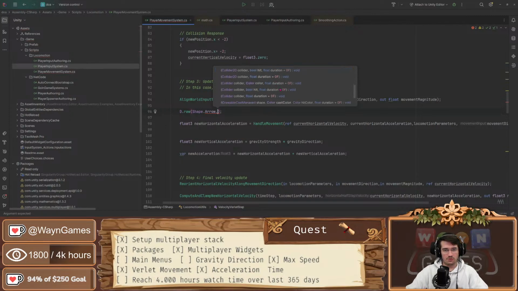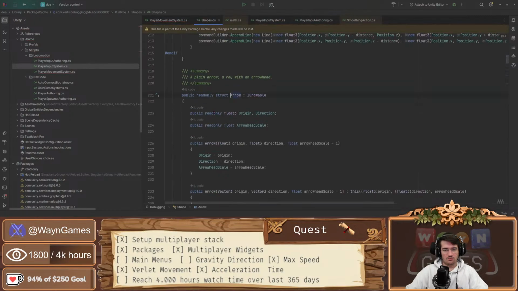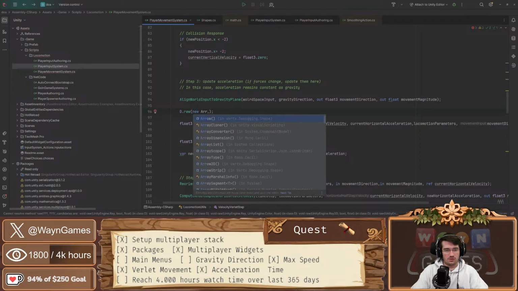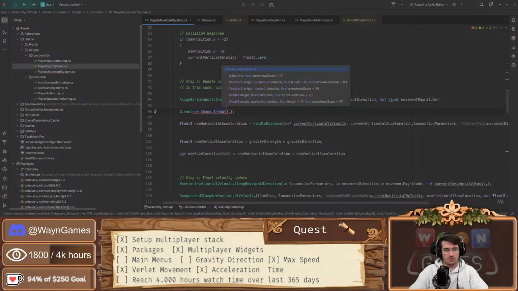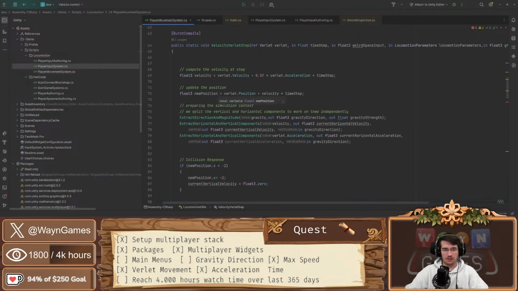There are so many methods. Where is the direction and start point? Ah, I need to do a new arrow, sorry. New arrow. Now I can put the origin. So the origin will be my character position actually.